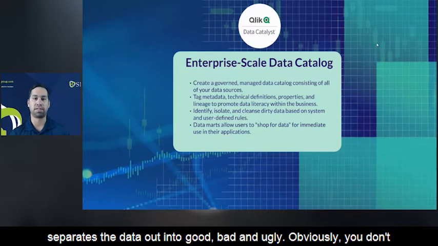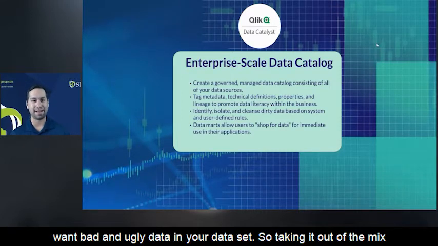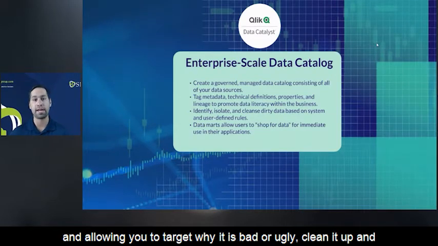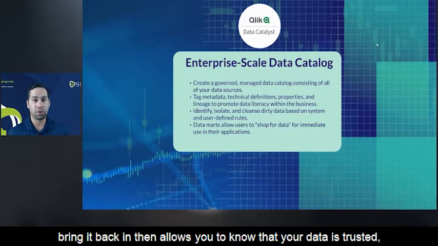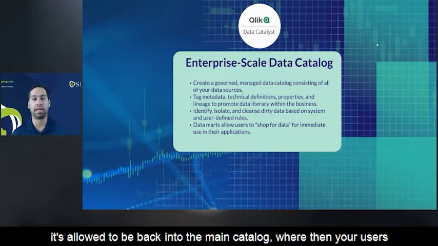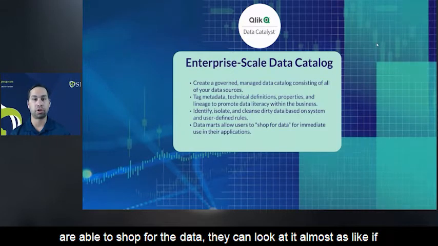From there, it also separates the data out into good, bad, and ugly. Obviously, you don't want bad and ugly data in your data set, so taking it out of the mix and allowing you to target why it is bad or ugly, clean it up and bring it back in, then allows you to know that your data is trusted. It's allowed to be back into the main catalog, where then your users are able to shop for the data.